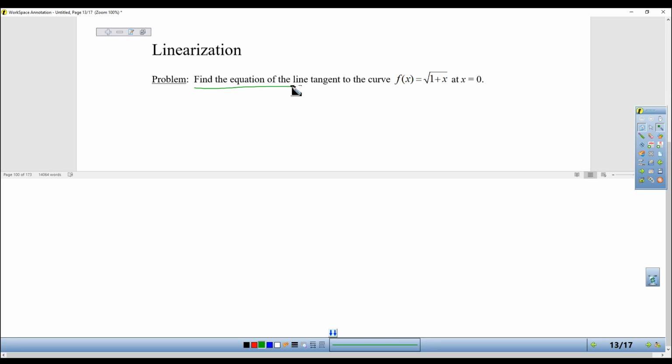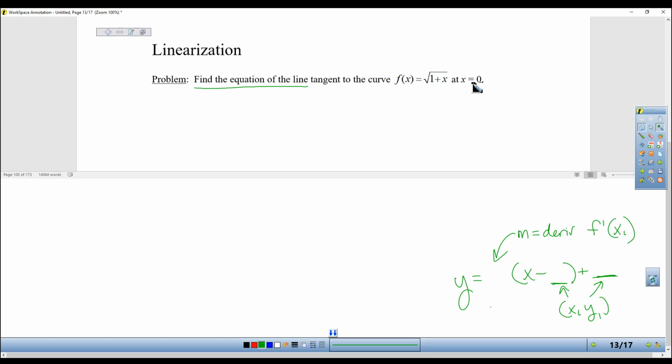So it says find the equation of the line. Right away, I'm going to go down to my answer. I know I'm looking for this. What two things do we need to find the equation of a line? We need a point, so x1, y1 is going to go right there. And we need the slope. Slope in calculus is derivative. So we're going to do y prime, but I'm going to change it to f prime at that x1.